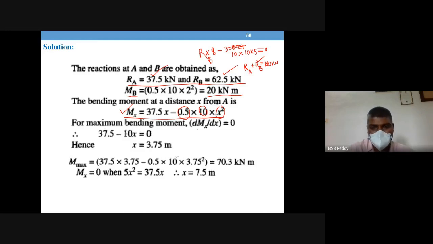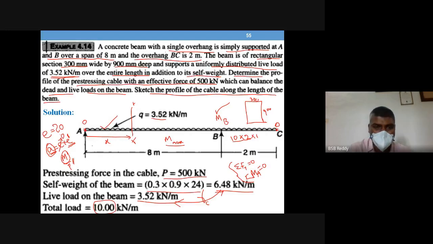Now to locate the maximum or minimum, dMx by dx is equal to 0. So d by dx of 37.5x is 37.5, and d by dx of 5x square is 5 into 2x, so 10x, equal to 0, giving x as 3.75 meters. So at a distance of 3.75 meters, nearly at the center, because 4 is the center of 8.